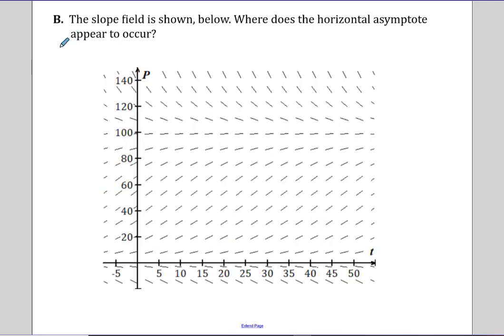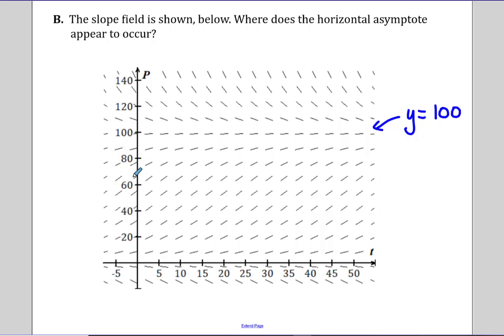So here's the slope field shown at the right, and we want to know where the horizontal asymptote would appear to occur, and that would be right here at y equals 100. That would be y equals 100, which would be our carrying capacity. So what happens if the initial population is above this asymptote? Then that would mean that the population is in decline and overpopulated for that particular preserve that's supporting the animals.